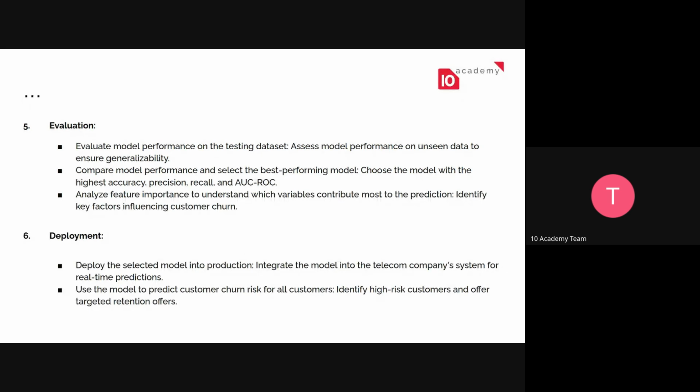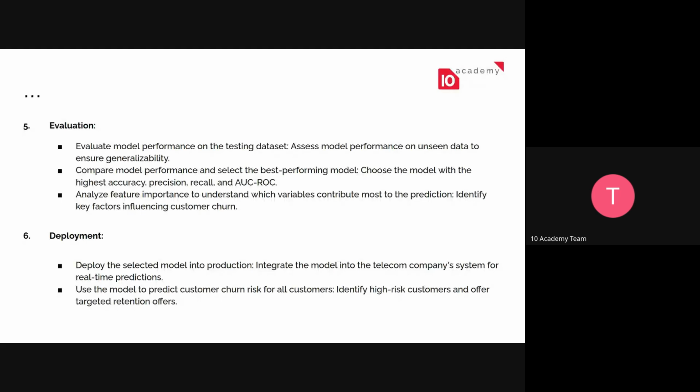Okay, and then you can analyze feature importance to understand which variable contributes most to the prediction, like the key factor influencing the customer churn. Is it the data, is it the model, is it the specific parameter that I have used in the model? Which parameter has played the major role in the prediction? Identifying that will help us: if we're doing well, we can continue using those parameters or specific things for the future. But if that is the problem, then we can change or tune those features.